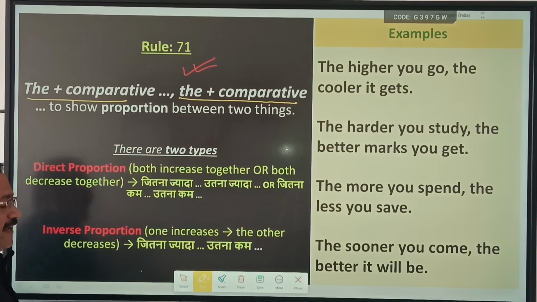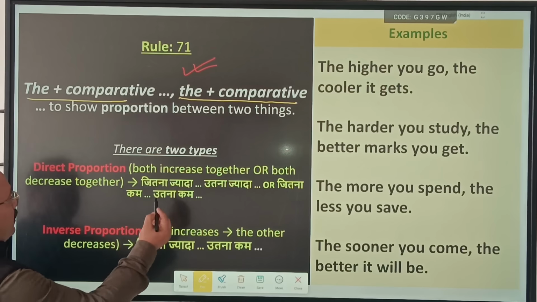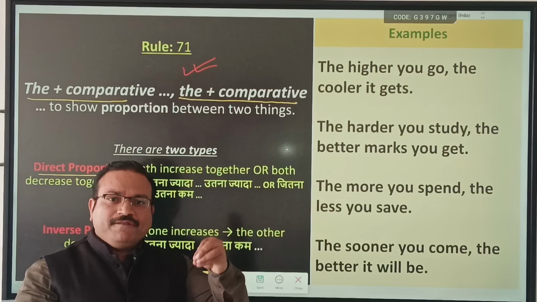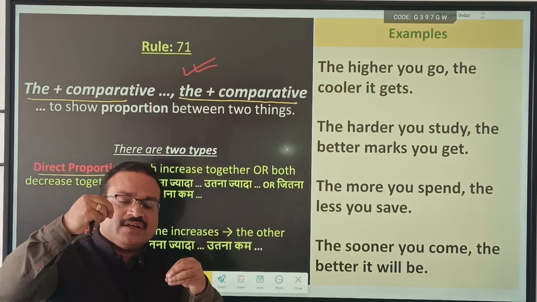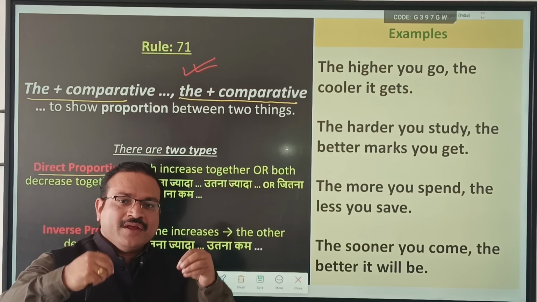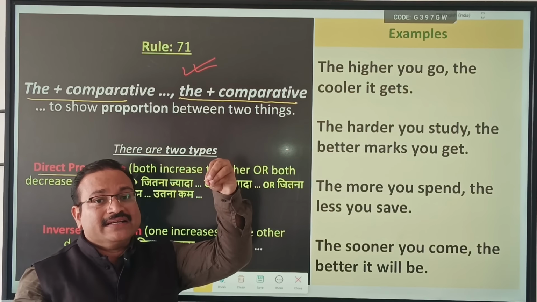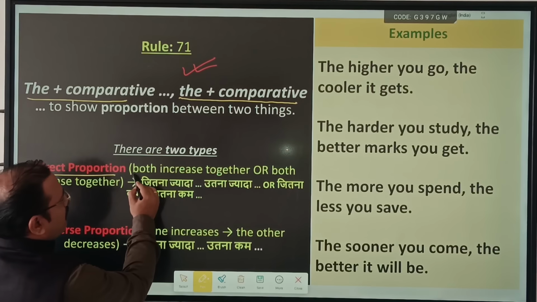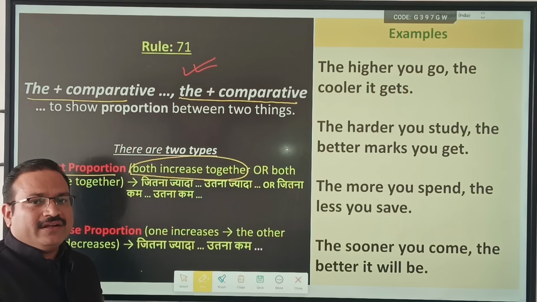Let us understand this. If two actions or two things are happening together simultaneously, there are two types of proportion. First, both of them will increase. One increases, the other will also increase. One decreases, the other will also decrease. And the next one: one increases and the other decreases. So this is called proportion. Direct proportion means both increase together. Two things or two actions increasing together.